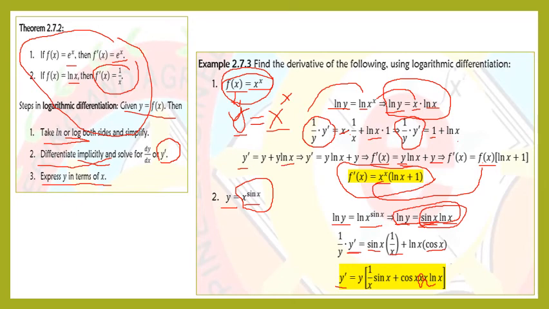So this is the derivative. Or we can distribute y here: y times 1 over x sin x plus the cosine of x, y times cosine of x times the ln of x. Then for y, just replace it with x to the power of sin x, since that is given, and the y inside is also replaced with x to the power of sin x. That is for example number 2.